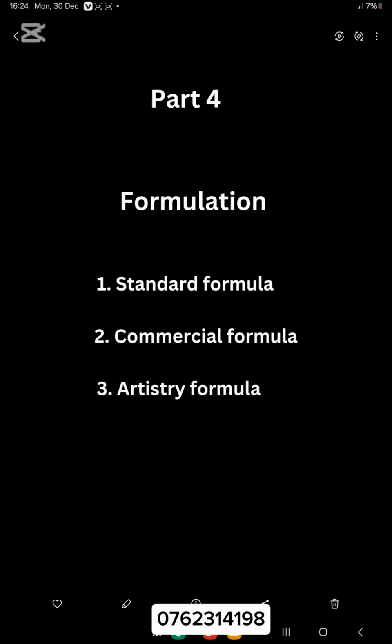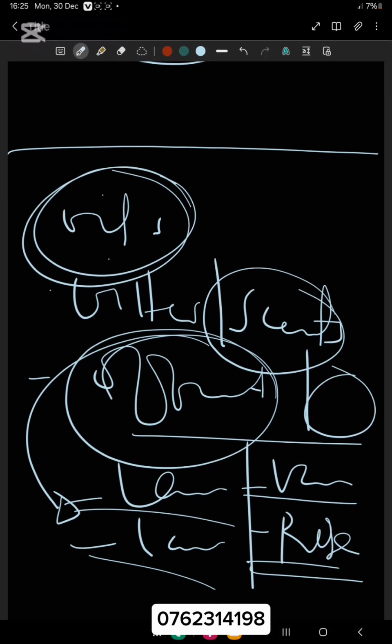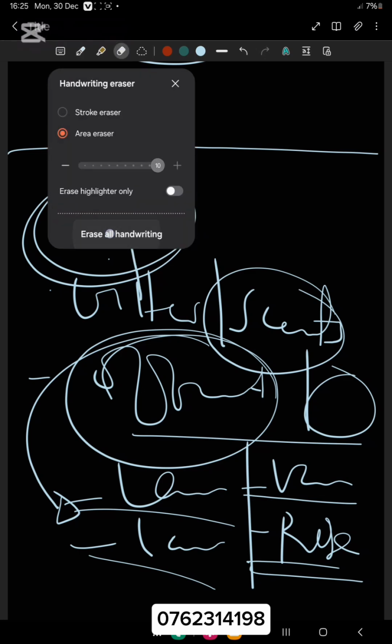And for those that are watching and those that have been following from part 1, part 2, part 3, now in part 4, I want to take you through the standard formulations and commercial formulas that will help you make a good soap. Let's go to the board, and then we start the lessons. So here we go.